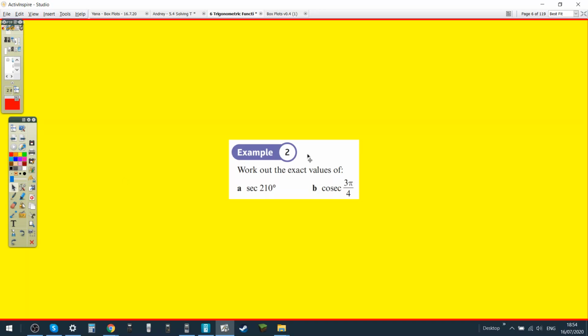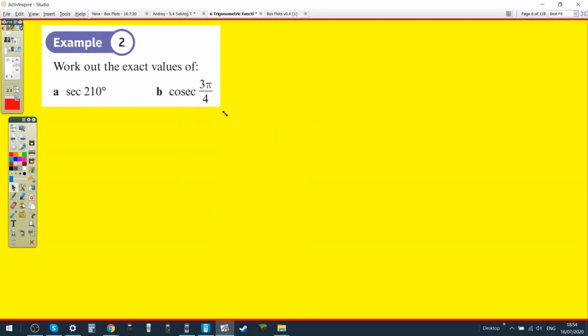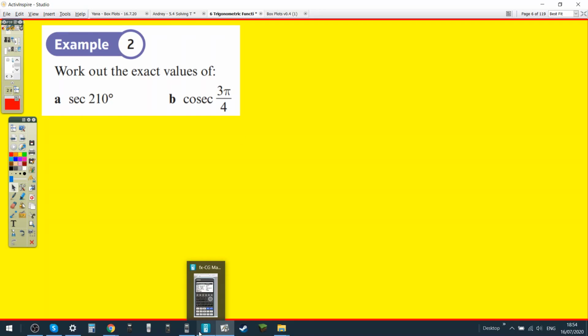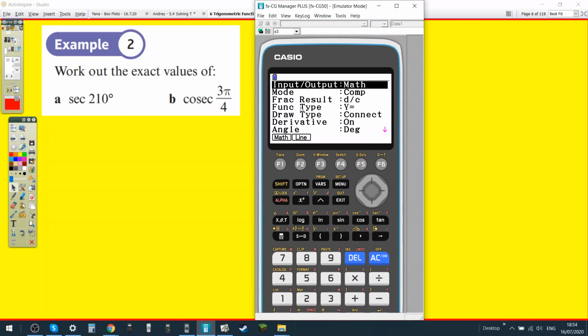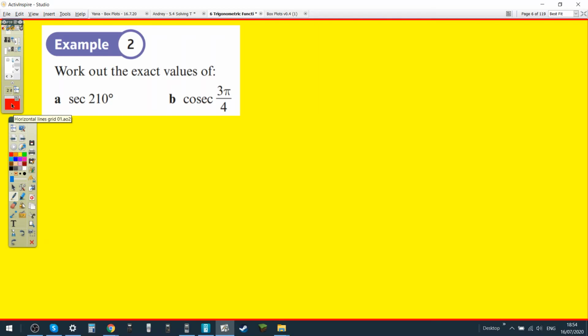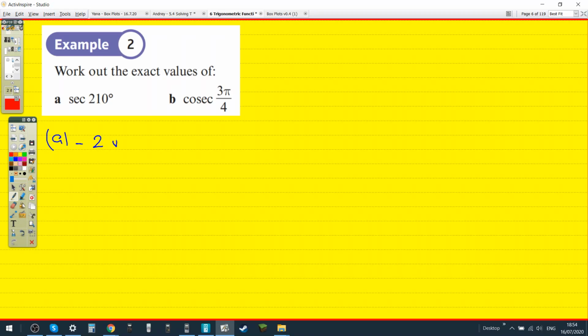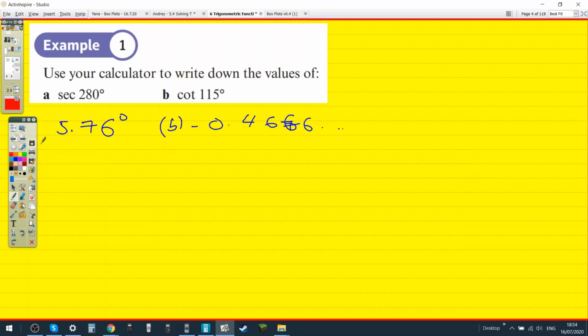Okay, let's try these. Should be similar. The first one is minus 2 root 3 over 3. Next one. Is this 1 over what sec would be? Third letter is C. So is it 1 over sine 3 pi over 4? Yeah. So there's cosec, sec, and cotan, which was the previous one.